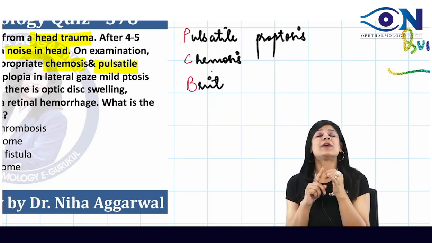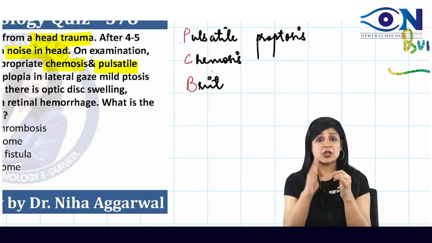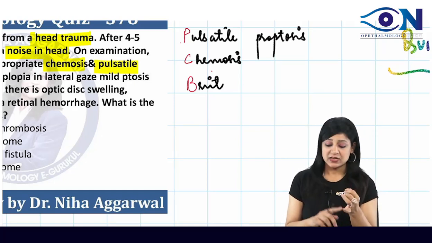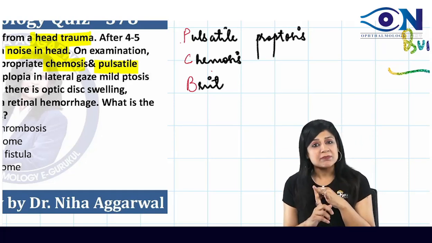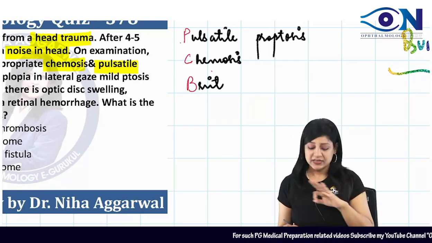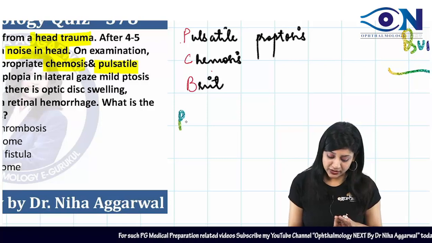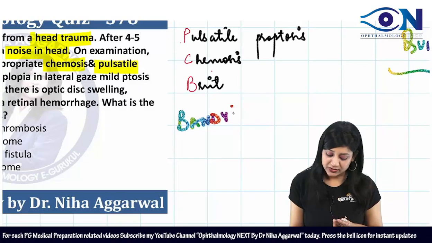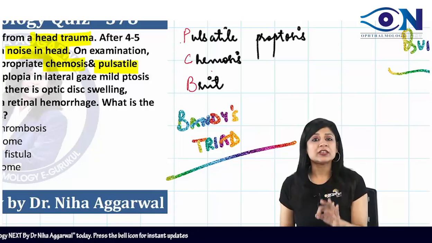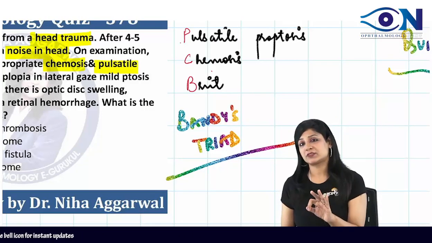Whenever you have pulsatile proptosis, at your level, always remember the carotico-cavernous fistula. Chemosis is the edema of the conjunctiva and bruit is the noise in the head. This triad is actually called the Dandy's triad. This triad is ultra important for the diagnosis of carotico-cavernous fistula.